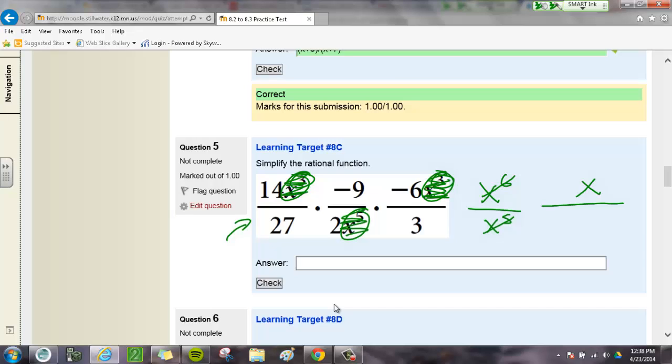Okay, so now I'm just dealing with all these numbers, and there are different ways of doing this. You could do 14 times negative 9 times negative 6, and then you could do 27 times 2 times 3, and then you could put it in your calculator, use the fraction function, and have it simplified down. That's one way to do it. Let's do the harder way.